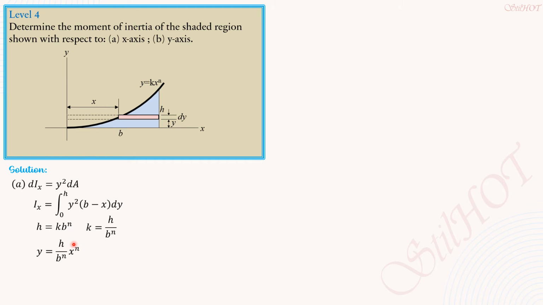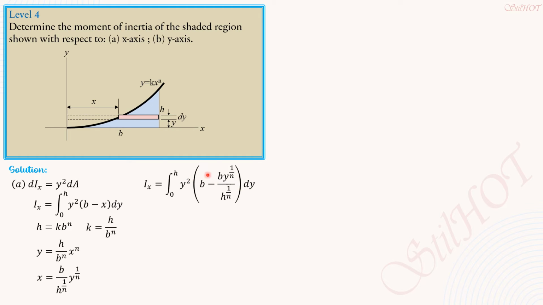x therefore is, if we raise everything to 1 over n, b to the n quantity to the 1 over n is b, then y to the 1 over n divided by h to the 1 over n. So x is b over h to the 1 over n, times y to the 1 over n. So replacing x here by this value, Ix equals integral 0 to h of y squared, quantity b minus b over h to the 1 over n, y to the 1 over n, dy.